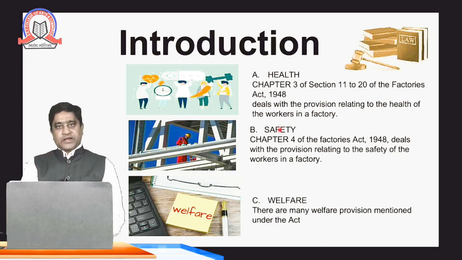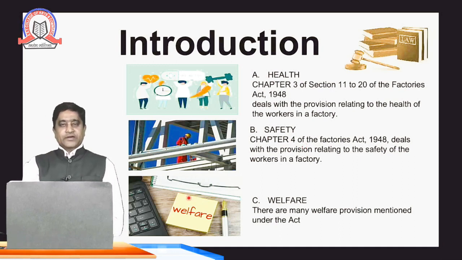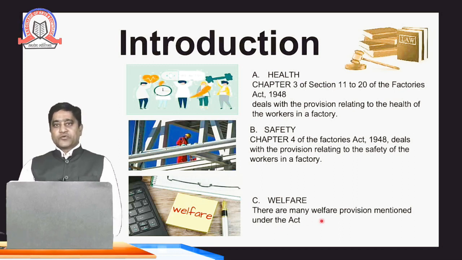Under the second part, that is part B, that is safety, Chapter 4 of the Factories Act deals with the provisions related to the safety of the workers in a factory. Coming to the third part, which is called welfare, there are many welfare provisions mentioned under the Factories Act, in part C.